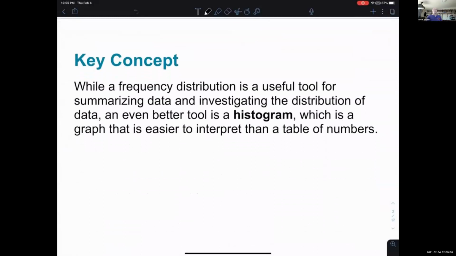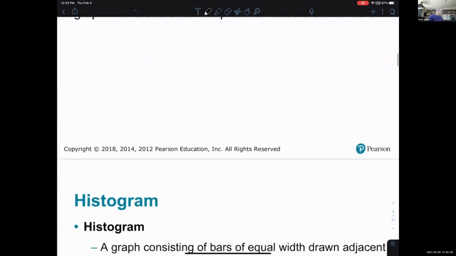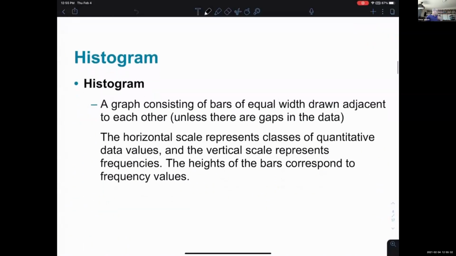It says, while a frequency distribution is a useful tool for summarizing data and investigating the distribution of data, again, that was from 2.1, an even better tool is a histogram, which is a graph that is easier to interpret than a table of numbers. I totally agree. And it is, just to be specific, a graph of the frequency distribution. So it's a graphical version of the same thing, basically. So to explore this key concept, we begin with the definition of a histogram.